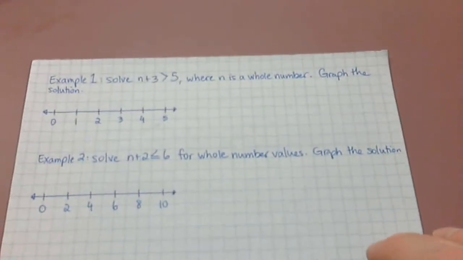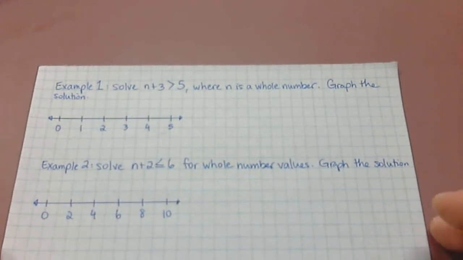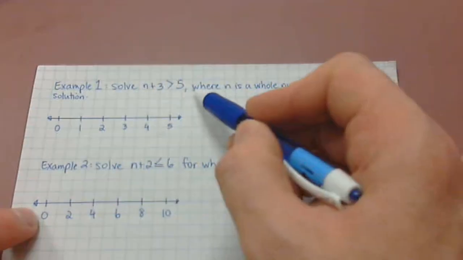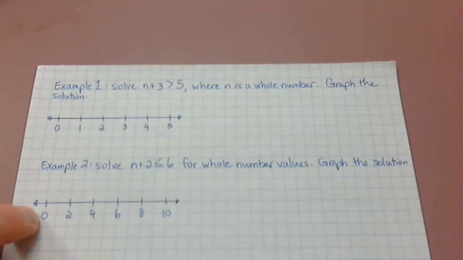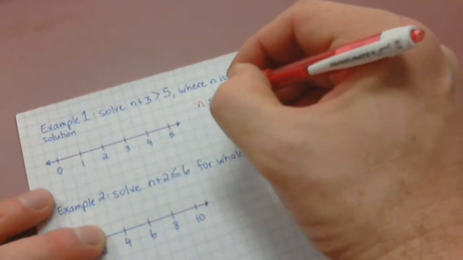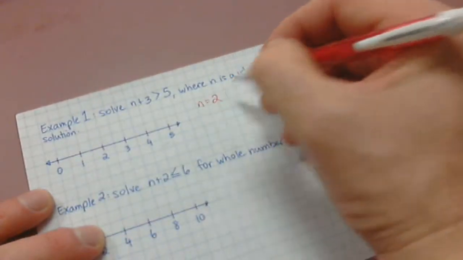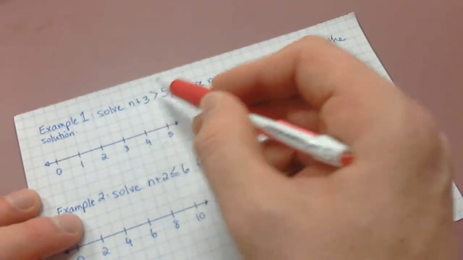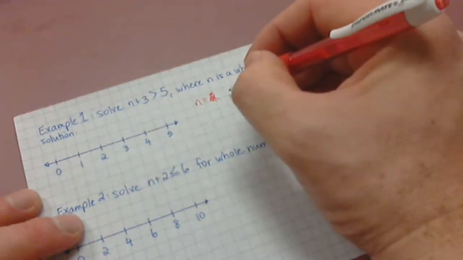This is where it starts to break down for some people. I have example 1 here saying solve n plus 3 is greater than 5 where n is a whole number, graph the solution. So there's one thing, 2 things, and then 3 things going on. The first thing is that n plus 3 has to be greater than 5. So that means that if n equals 2, that would be 2 plus 3 is 5, so that makes it not true. So n has to be bigger than 2.